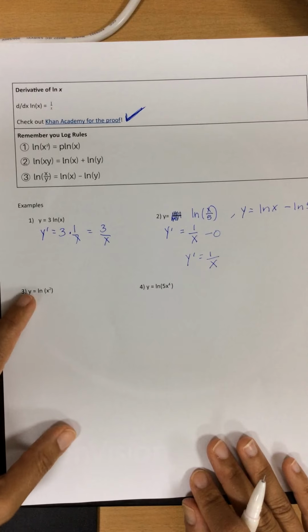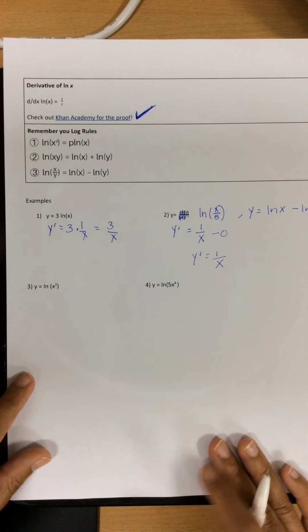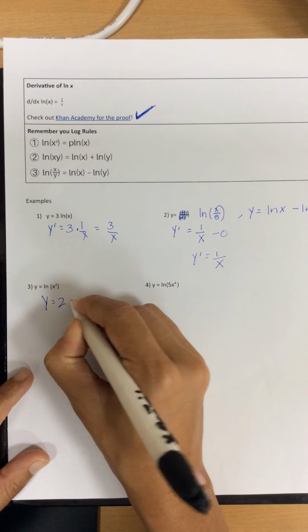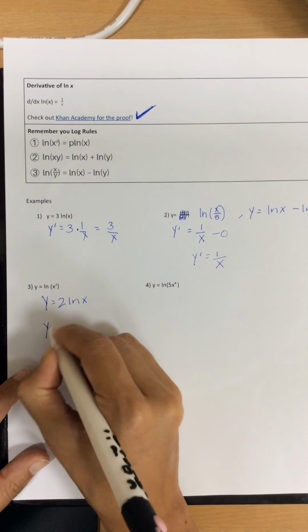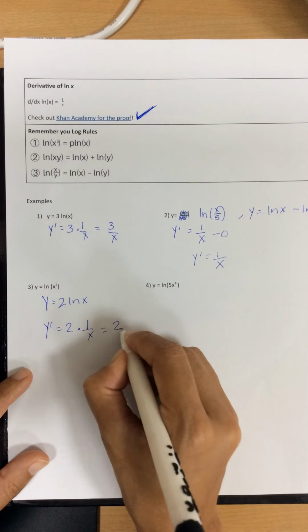All right, here we have y equals ln of x squared. So I'm going to use this first rule. I'm going to rewrite y as 2 times ln of x. So then when I find y prime, it's just 2 times 1 over x, which is equal to 2 over x.